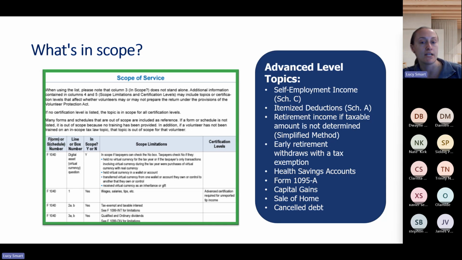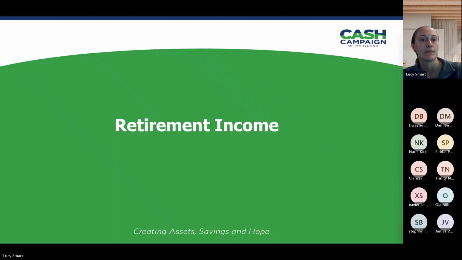Everything we've already covered is in scope for basic volunteers, and in this training, we'll cover the remaining basic level topics that we commonly see at our sites, and then we'll move on to the advanced topics in future sessions. So let's get started with retirement income.